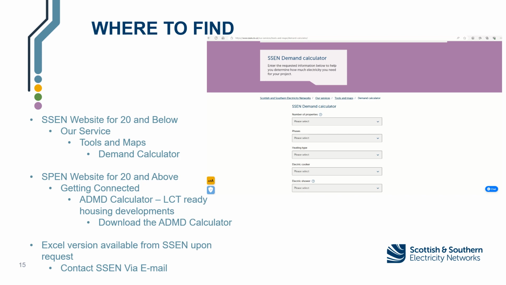The third option, SSEN's version internally that can be shared to yourself. It's not restricted to the number of properties. You can add as many as you want of a single customer type. The Excel can be shared with you upon request, but it can't be found on our website. That's just due to the fact that we've got macros enabled in the workbook and we can't upload that, unfortunately.